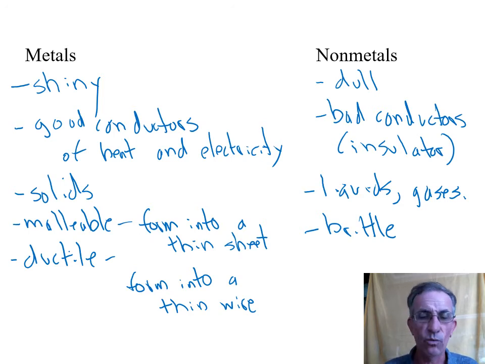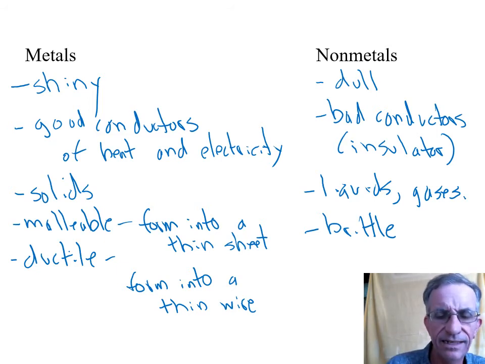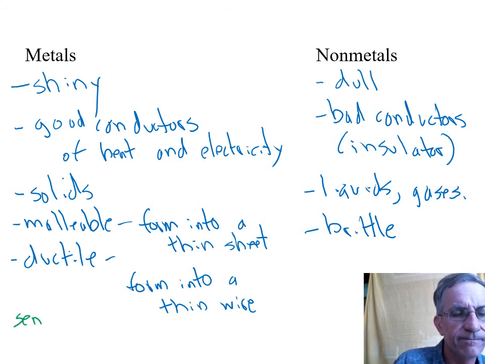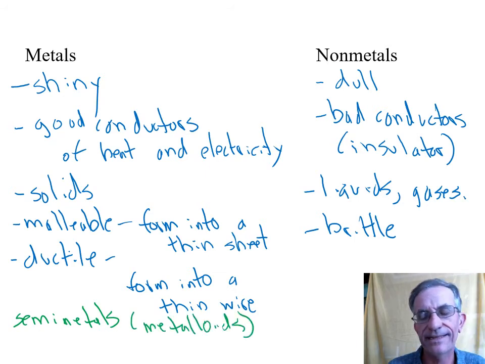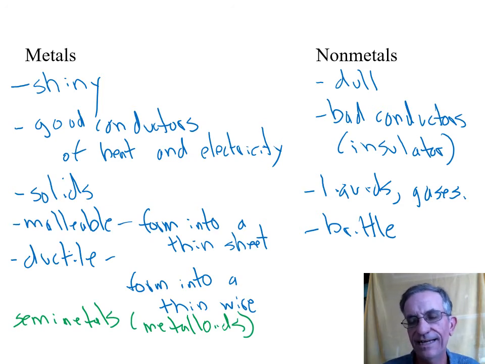Now I should tell you there's actually one third category. There's one last category, and it's called semi-metals, or you might hear them called metalloids. Now, we like to think everything's up, down, left, right, good, bad. That's not always how the world works, right? There's always something in between. That's what semi-metals, or metalloids, are. They're not really going to be like a metal, and they're not going to be like a nonmetal. They're going to be sort of in between.